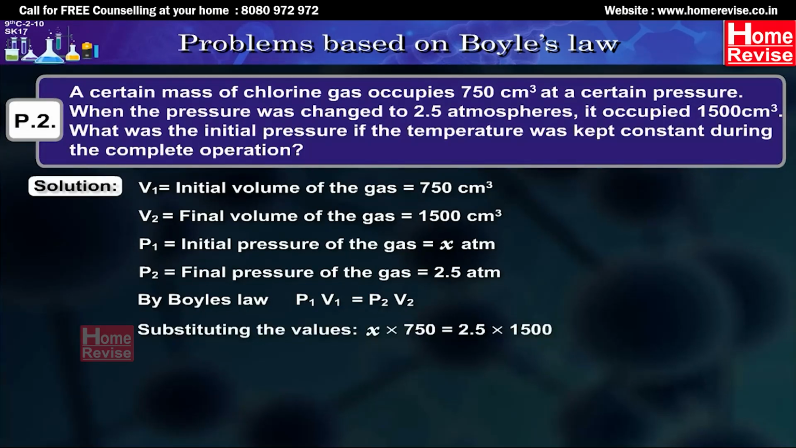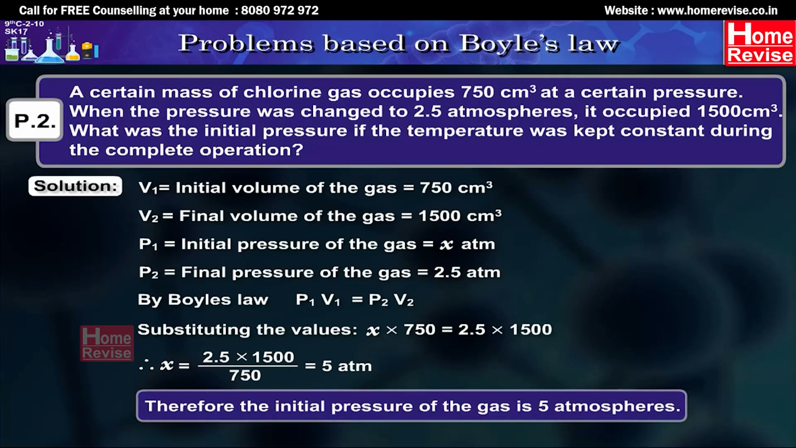Substituting the values, x into 750 is equal to 2.5 into 1500. Therefore, x is equal to 2.5 into 1500 upon 750, which equals 5 atmospheres. Therefore, the initial pressure of the gas is 5 atmospheres.